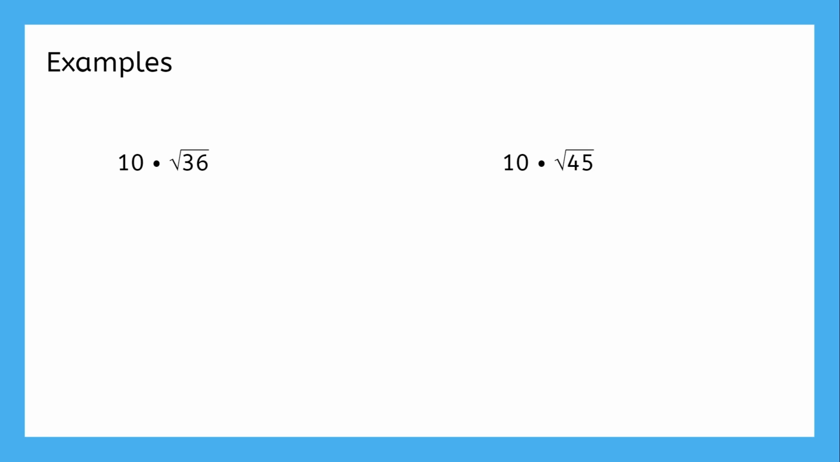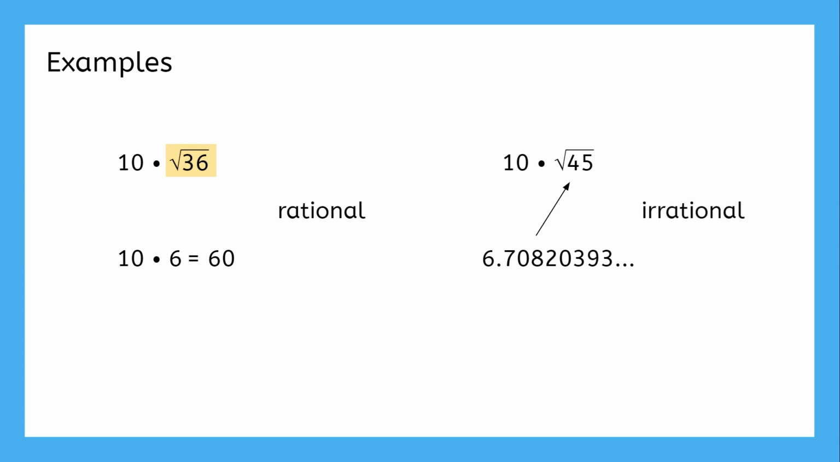Which of these two expressions will be irrational? Both of them are 10 times the square root of some number, but one of those is a perfect square. The square root of 36 is just 6, and 10 times 6 is 60, a rational number. 45, though, is not a perfect square, so the square root of 45 is irrational, and a rational times an irrational will always be irrational.